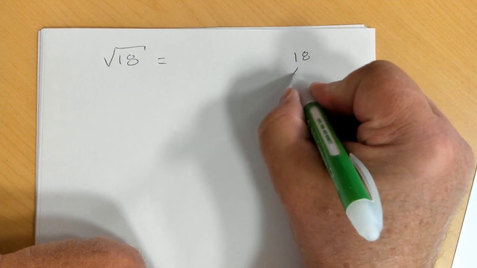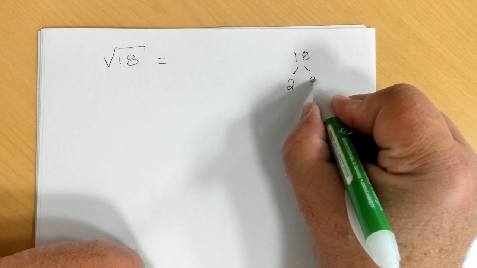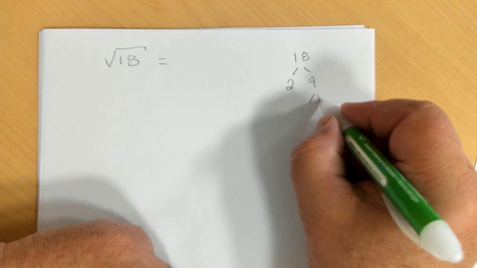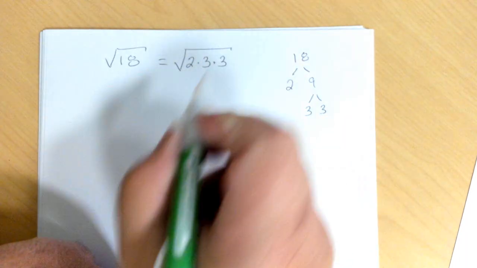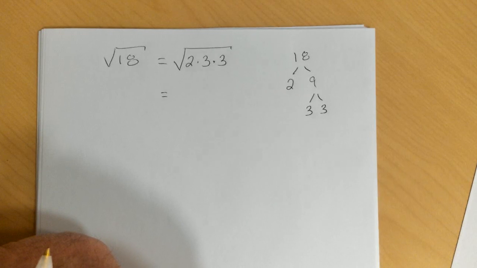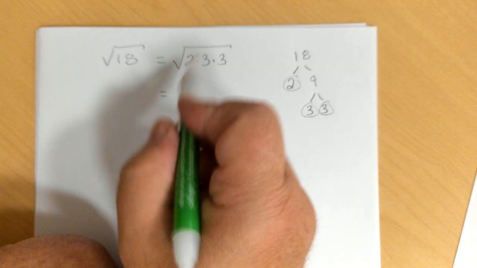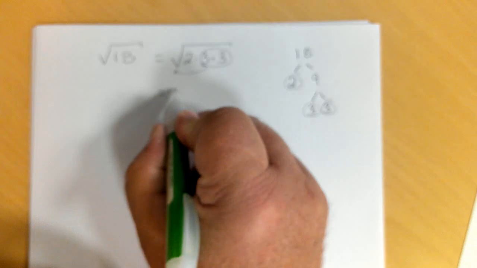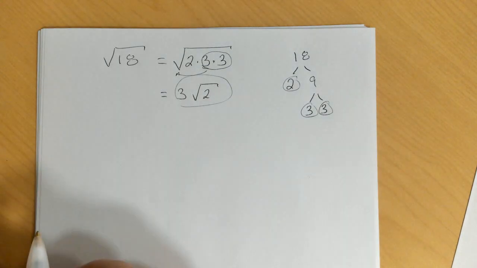Take the number and prime factorize it. So 18 is made up of what? 2 times 9 or 6 times 3, it doesn't matter. What is 9 made up of? So 18 is made up of 2 times 3 times 3. It's a square root. Do we have a pair of numbers? Yeah, the 3s. So the 3s can go out in front. And there's your answer.